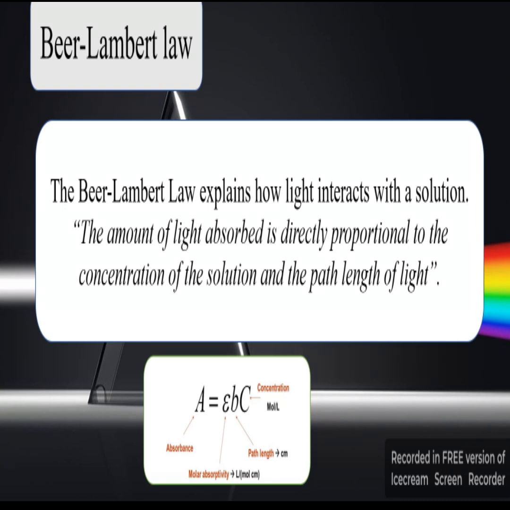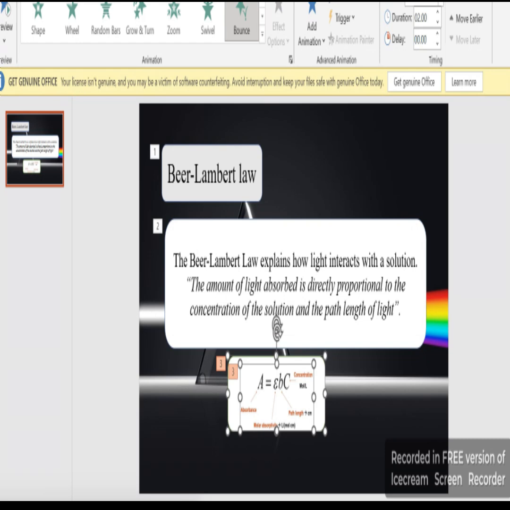As you can clearly see in the expression, by increasing either the concentration or path length of light, the absorbed light also increases. So let's understand the Beer-Lambert law with the help of animation.